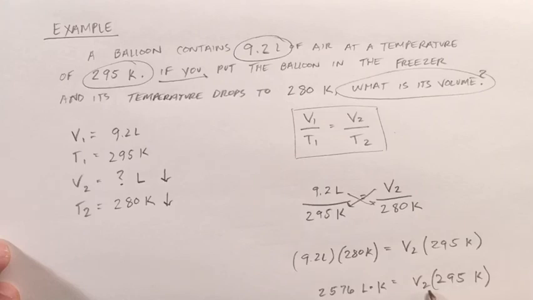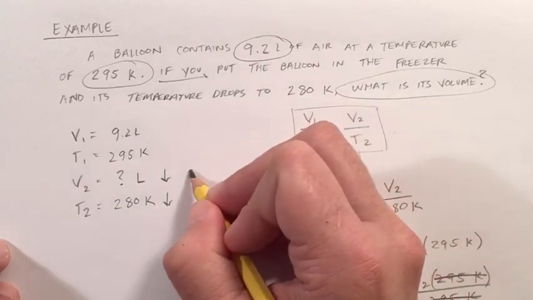Next step, we want to get V2 by itself, so we divide by 295 Kelvin on both sides. This cancels out. We have V2 by itself. And over here, Kelvin cancels out, we only have liters as our unit. When we plug that into the calculator, we get 8.73 liters. When we divide Kelvin by Kelvin, it cancels out. We only have liters left. This is our missing volume.